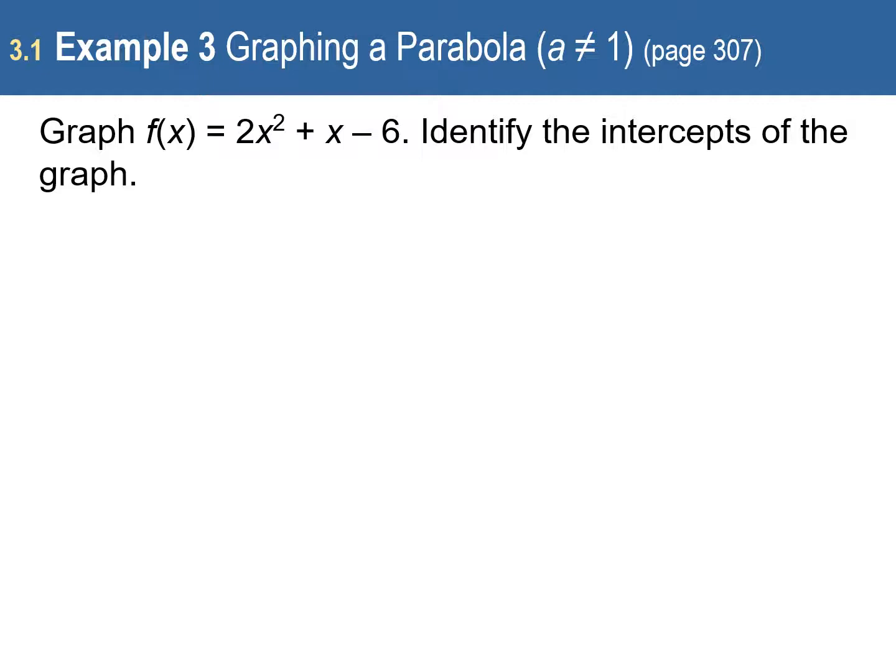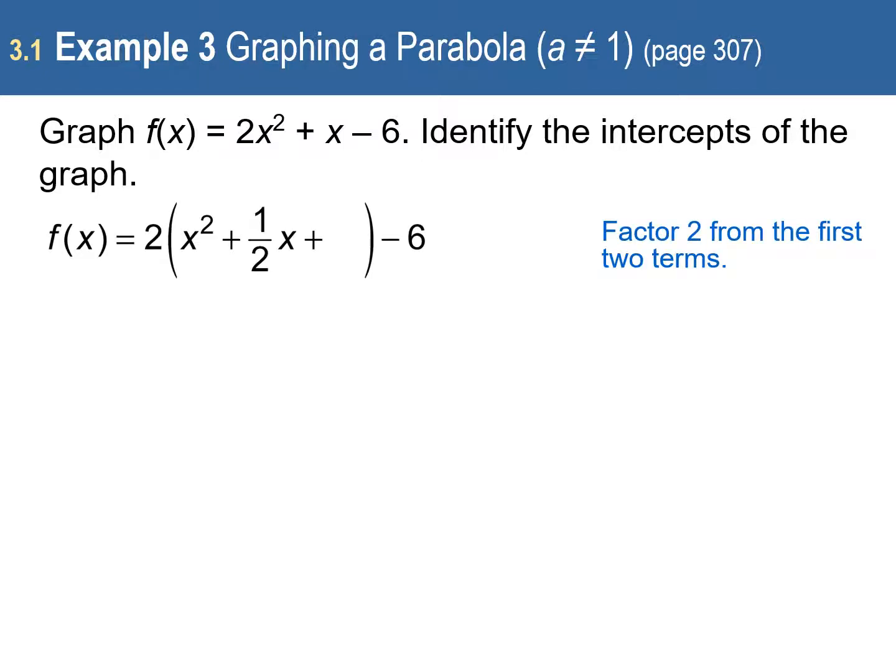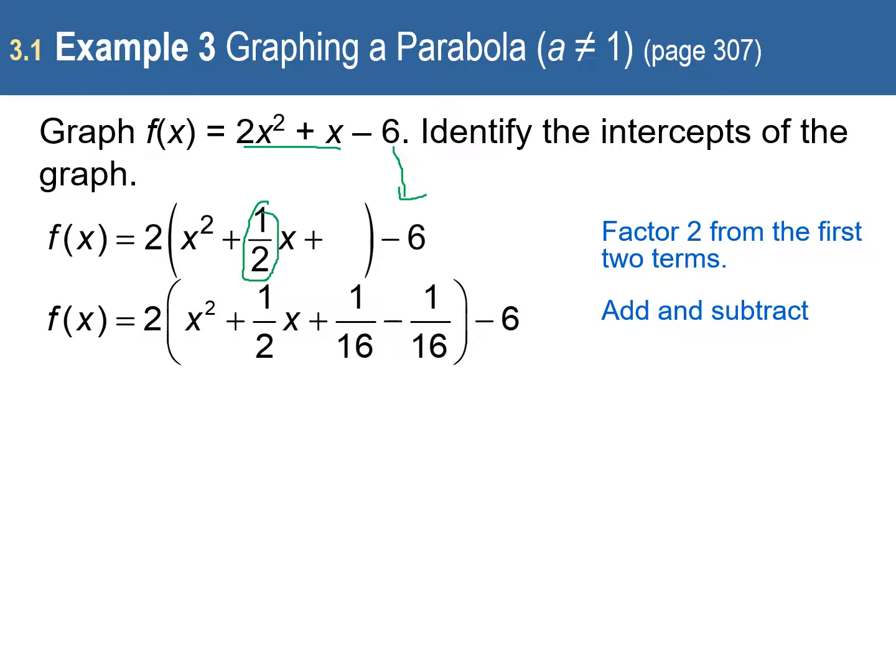So now, what if I want to graph this, and now I want to identify the intercepts? So the first thing I need to do is complete the square. To complete the square, I'm going to factor 2 out of these first two terms, and then I'm going to bring my 6 down out here. I need to look at my middle term, divide it by 2 and square it. So 1/2 divided by 2 is 1/4. 1/4 squared is 1/16. So I'm going to add 1/16 and subtract 1/16.